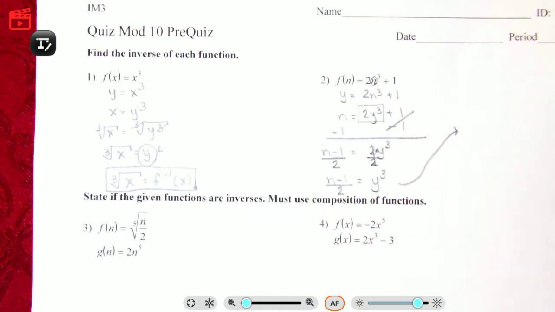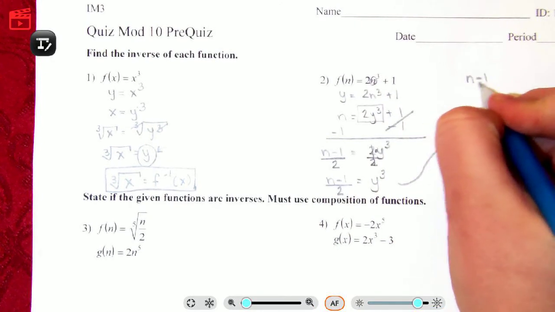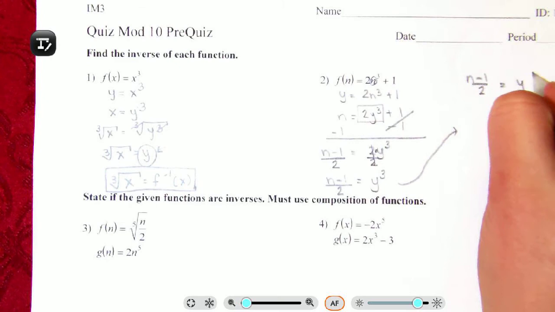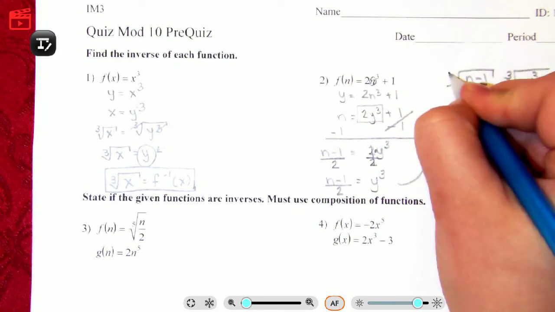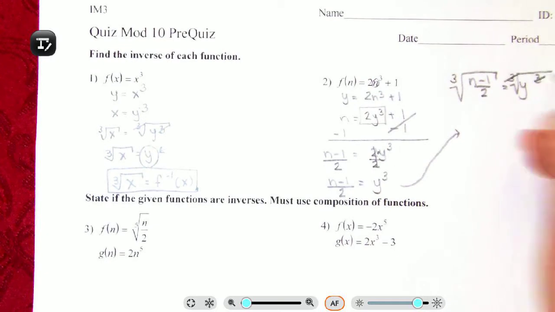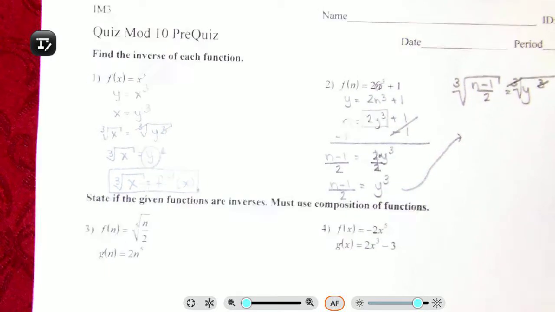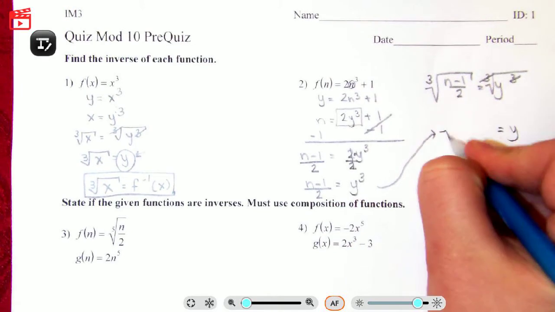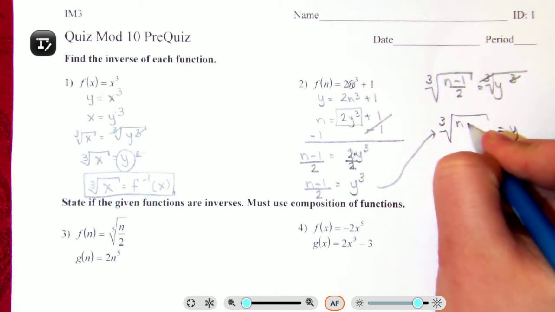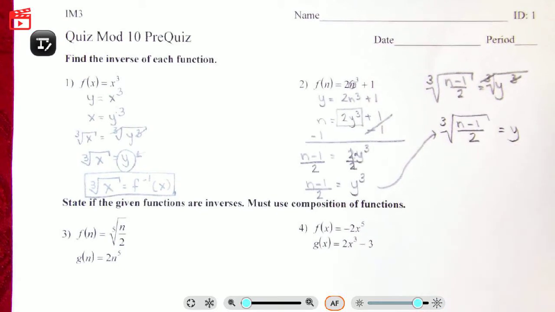We're going to continue up here. So we have n minus 1 divided by 2 is equal to y cubed. So we're going to cube root both sides. Again, these undo each other, or they cancel out. So then we have y is equal to the cube root of n minus 1 divided by 2.